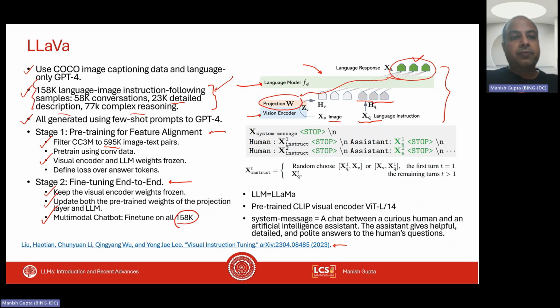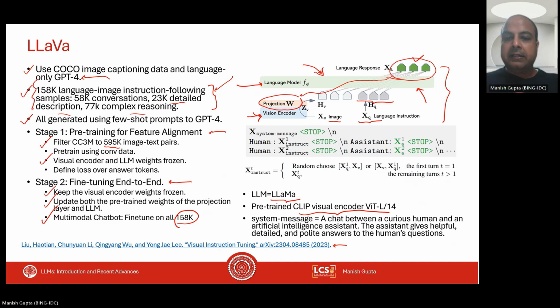The data is generated using GPT-4, but GPT-4 itself is not publicly available, so the model actually used is LLaMA. The vision encoder used is the pre-trained CLIP vision encoder, the ViT-Large vision encoder, which you combine with the LLaMA large language model, and then do the training in 2 stages, the pre-training stage and the fine-tuning stage.